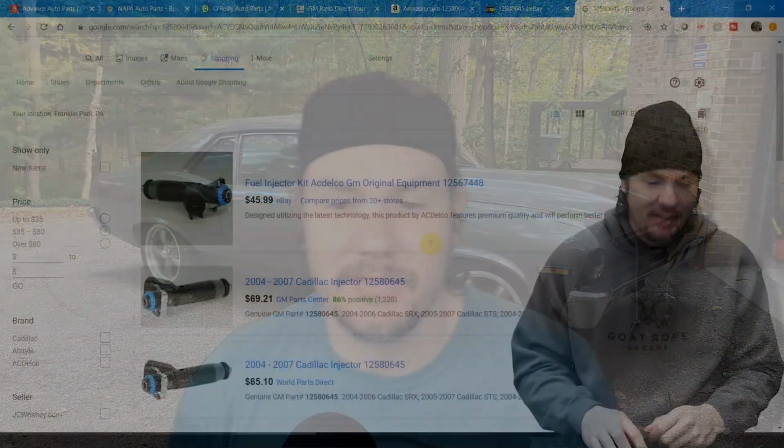Today, we're going to dive into a little injector scaling from Matt's 2010 Camaro. Stick around.